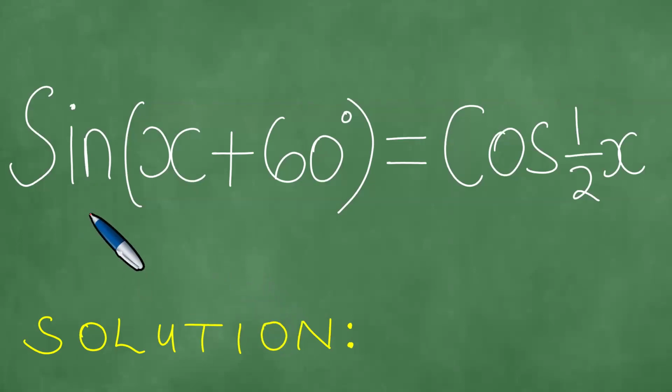Right, we have this particular equation to solve: the sine of x plus 60 degrees equals the cosine of 1/2 x. And we present a solution to this particular problem, but in a step-by-step fashion as follows.